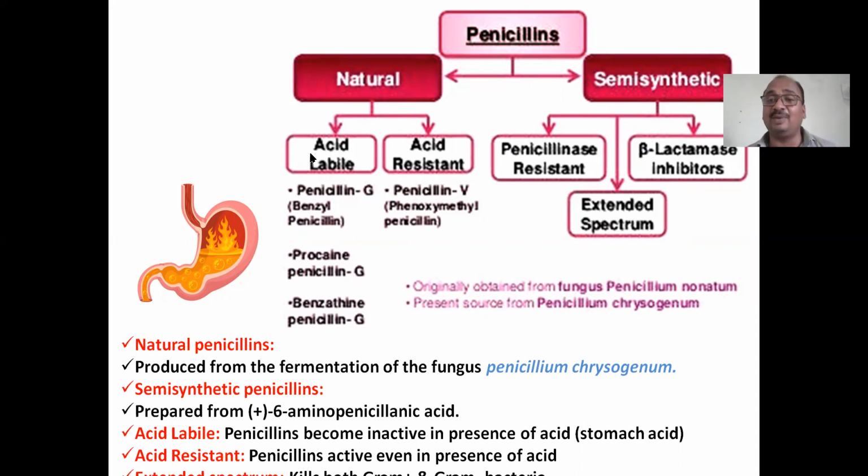Acid labile means they will be inactivated by the acid. So if you are taking these tablets, all are inactivated by the acid. So don't take these types of penicillin: penicillin G, also called benzyl penicillin, procaine penicillin G, benzathine penicillin. All these are acid labile, inactivated by the stomach. That's why don't take them orally. If you take all these acid labile ones orally, they will become inactive.